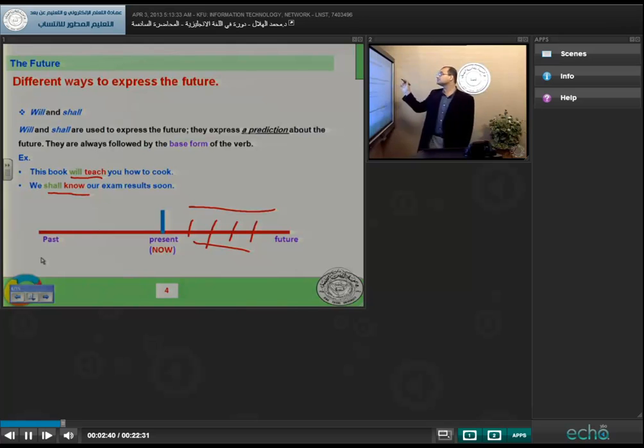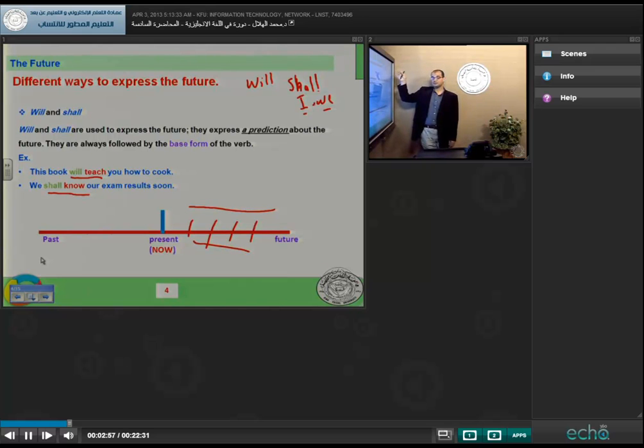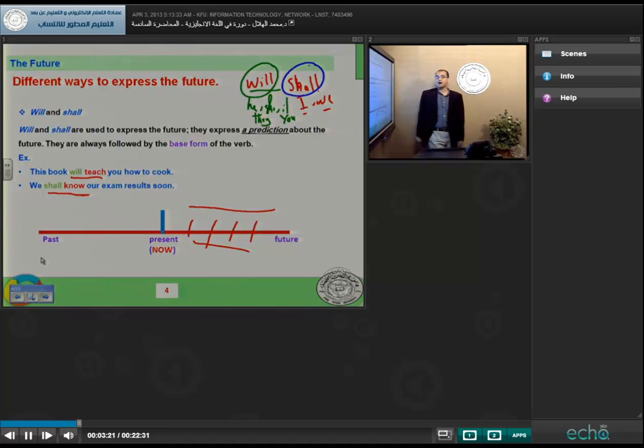Again, something to know is that we use shall for only I and we, and the rest of the pronouns, with them we use will. So I would expect he, she, it, they, and you. So when the subject is one of those pronouns, use will, while when the subject is I or we use shall.